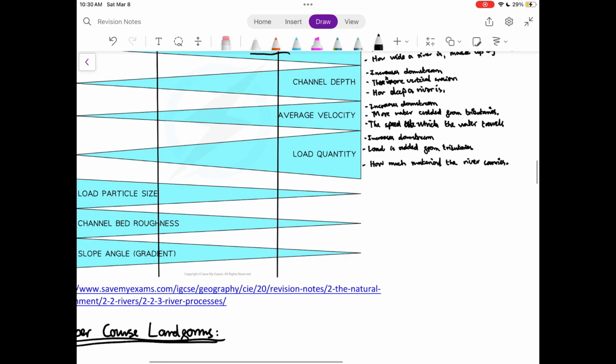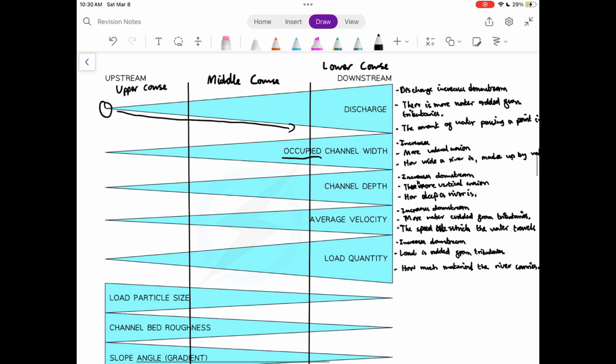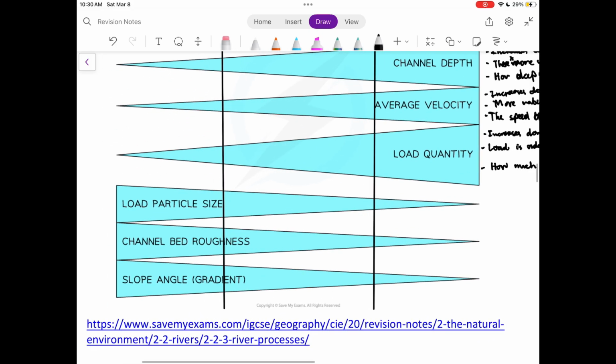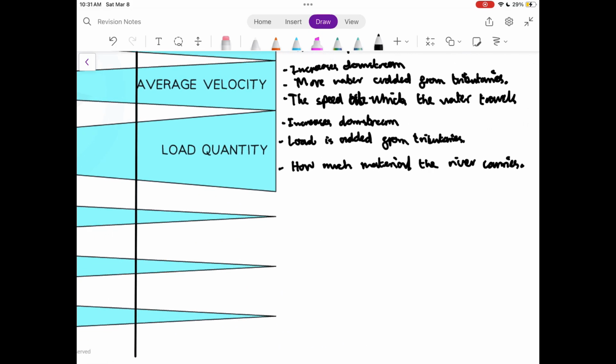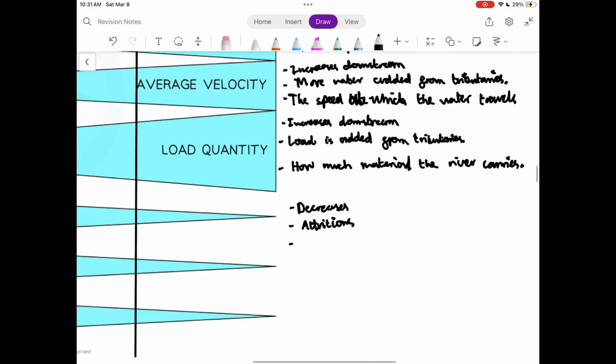All right, so now we're going to look at the characteristics which are large in the upper course but decrease over time as they go downstream. So one thing is the load particle size. So this decreases. And this is because of attrition, where rocks bounce off each other, so it makes them smaller. And the definition for this is the dimensions of sediment in a river.